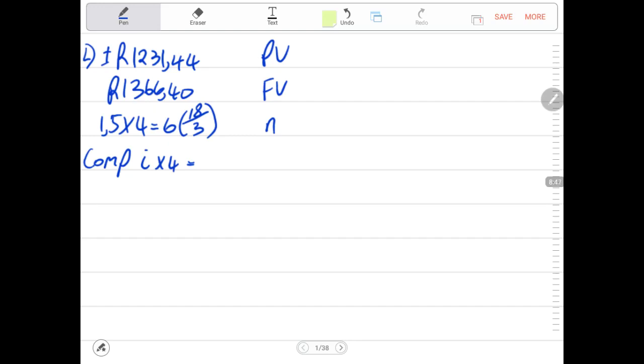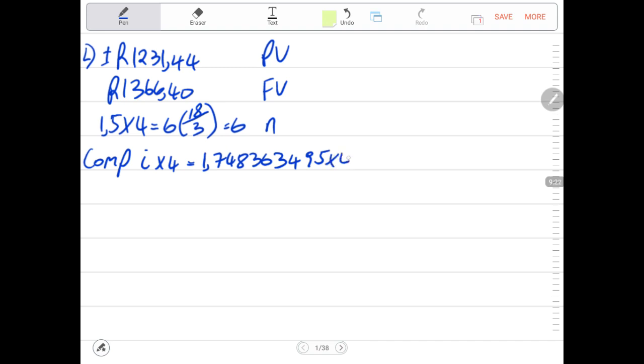1,231 rand 44 cents is the present value. 1,366.40 is the future value. 1.5 times by 4 is equal to 6. That means our n is equal to 6. Then we say n, then we say compute interest. We get once again 1.748363495. This is interest per quarter once again.